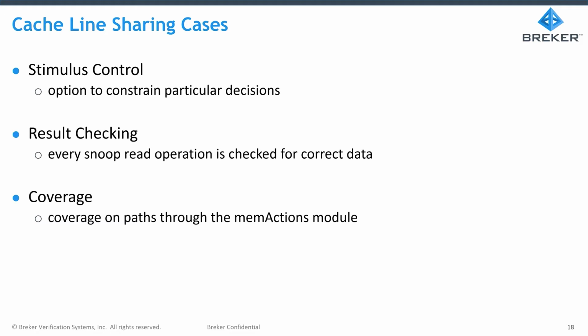We can control how many snoops we want, whether they come from CPUs or external masters. Every snoop will be data checked to make sure the return data is correct. And we can measure how often we have gotten snoops from various agents.